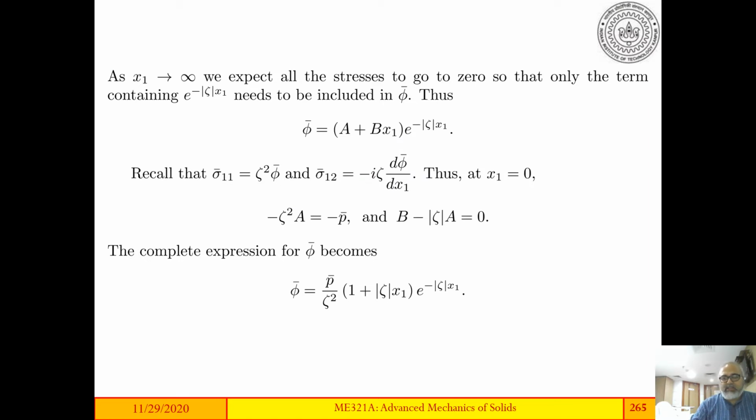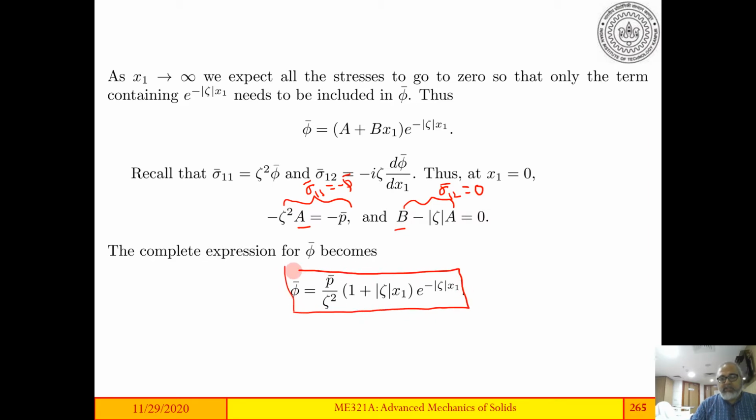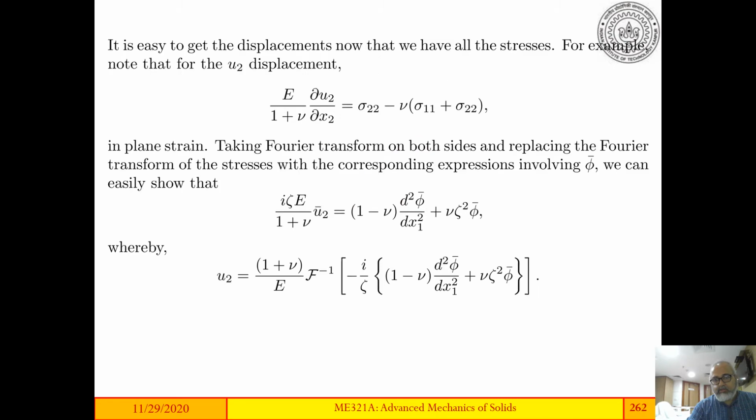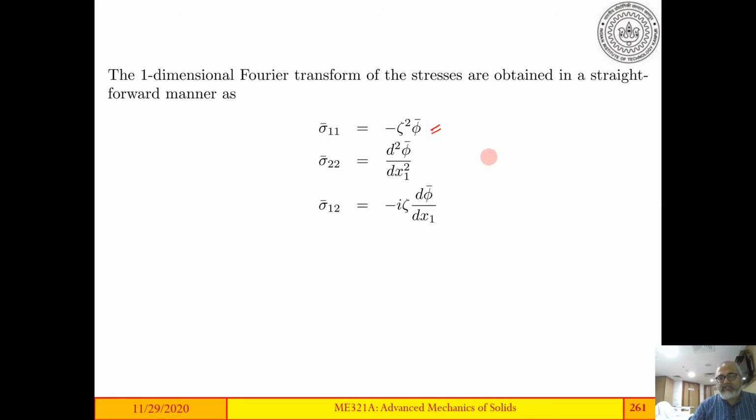This expression comes from sigma 11 bar equal to minus p bar, and this expression comes from sigma 12 bar equal to 0. From these two expressions, I determine A and B and plug it in here. This is my final phi bar, which means now that the stresses can be immediately obtained from these expressions. These are the expressions for the stresses in terms of phi bar. So I plug the phi bar in, invert this, get the stresses.